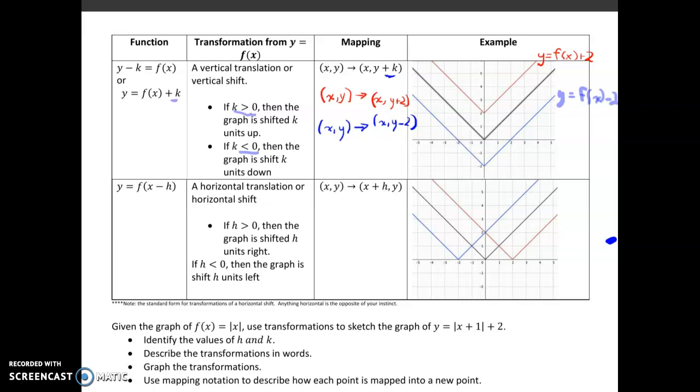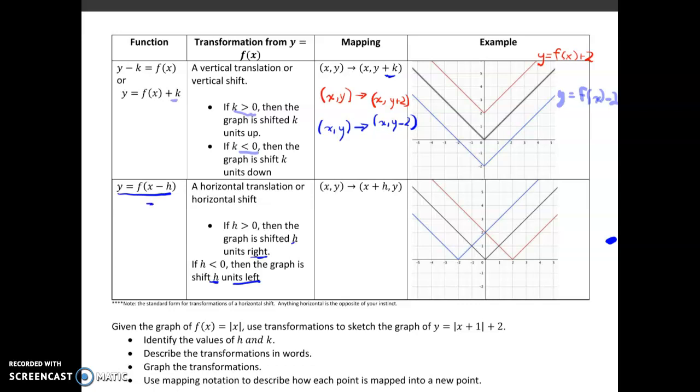Now, horizontal translations, somebody once said, are always the opposite of what you think initially. Anyways, let's move a graph horizontally. For a horizontal translation, if h is greater than 0, then the graph is shifted to the right. That might make sense because on the Cartesian plane, x is positive in the right direction. If h is less than 0, negative in other words, then the graph is shifted h units left. Now look how it appears in functional notation here.